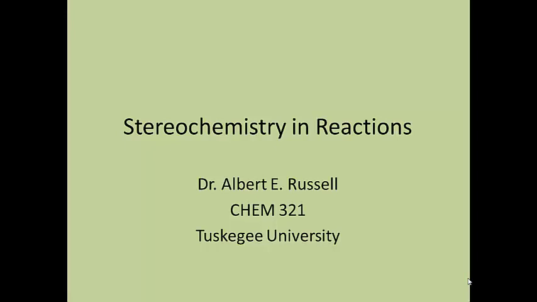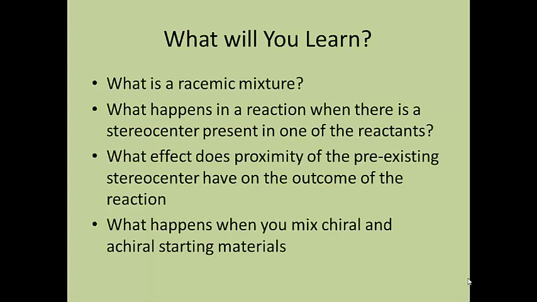All right. So real quick, what we're going to learn is what a racemic mixture is. We're also going to learn what happens in a reaction if there's a stereo center present in one of the reactants. What effect does proximity play of the pre-existing stereo center, and how that pre-existing stereo center affects the outcome of the reaction, and what happens when you mix something that's chiral with something that's achiral. Remember, achiral means no chirality, right? And chiral means something that contains at least one chiral center.